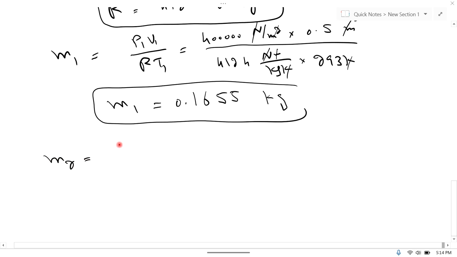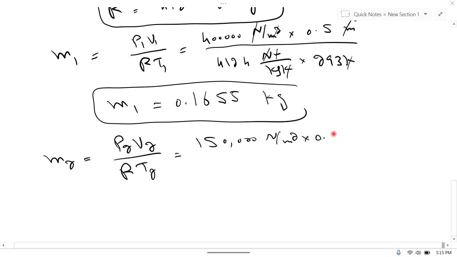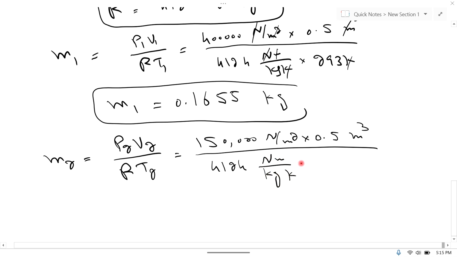Now we are finding M2. So M2 is equal to, according to the ideal gas equation, P2V2 divided by RT2. P2 is 150,000 Pascal. Pascal is equal to Newton per square meter. The value of V2, the volume of the second tank, is also 0.5 cubic meter. The value of R is 4124 joule per kilogram per Kelvin. Joule is equal to Newton meter per kilogram per Kelvin. The value of T2 is 323 Kelvin. This is available in the given data.